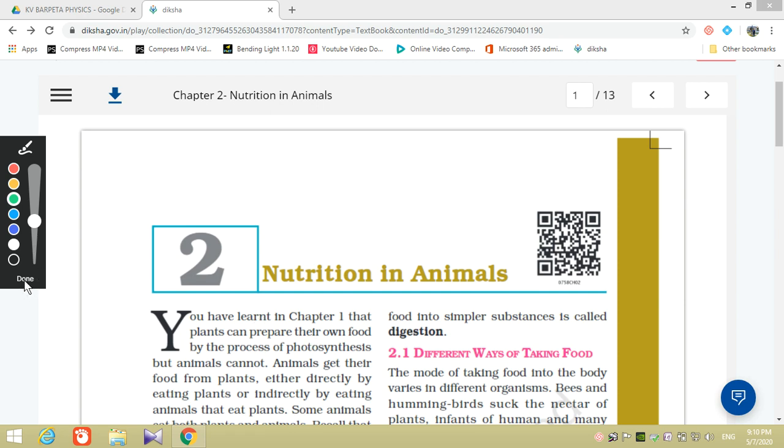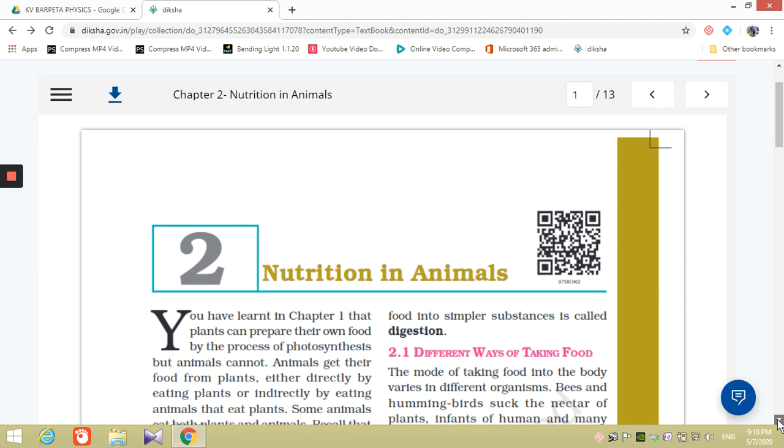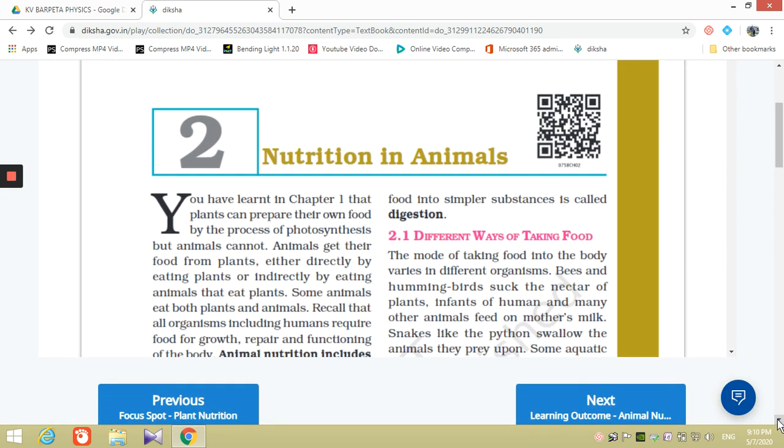As you can see, this time we are dealing with nutrition. So what was nutrition? If you recall, nutrition was the process in which nutrients are taken by organisms, be it plants or animals, and used for growth and development.